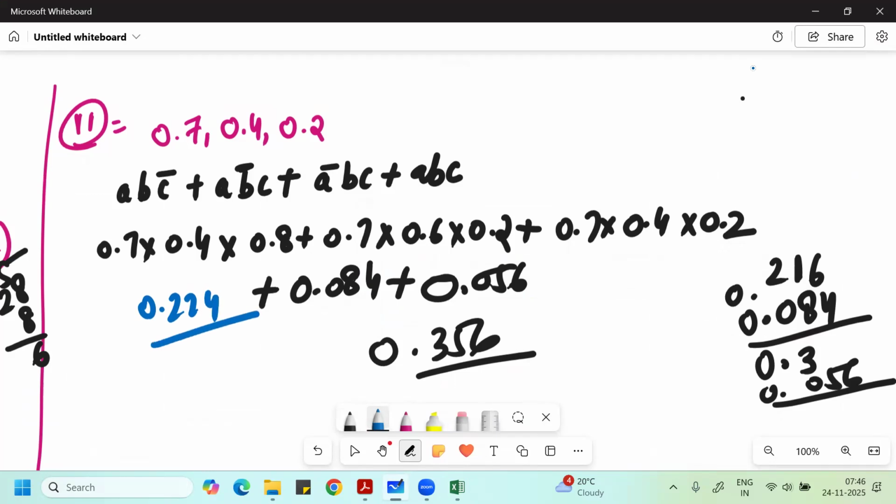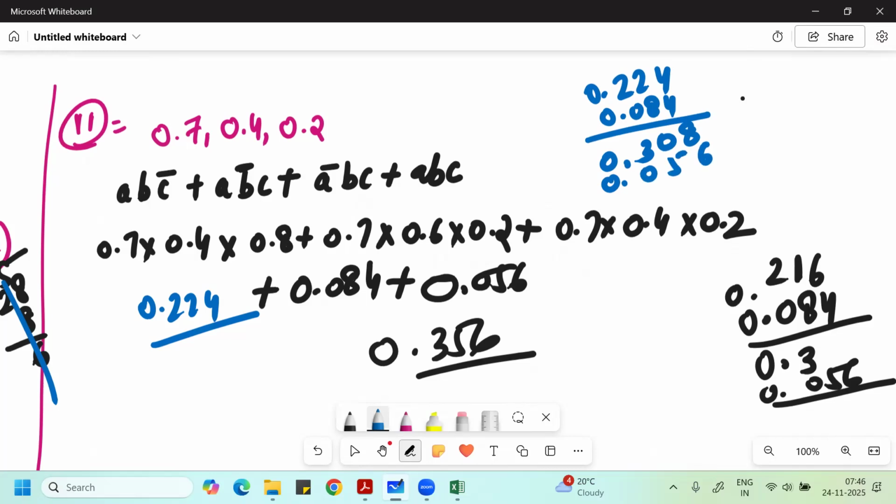0.7 times 4 is 28, 28 8s are 64. I wrote 56, but 8 8s are 64. So this is 0.224. So 0.224 and then 0.084 makes 0.308, then 0.056, giving 0.364.